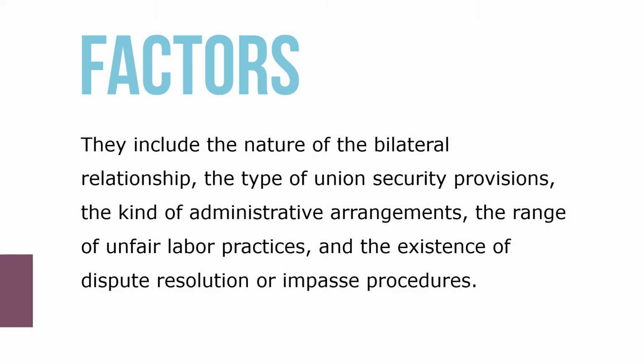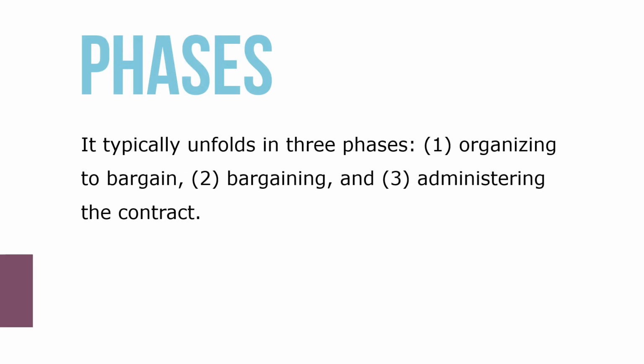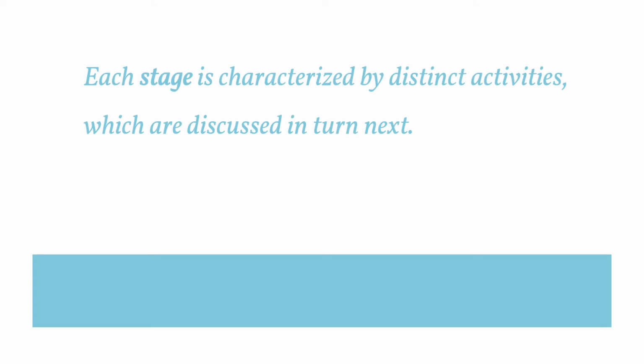They include the nature of the bilateral relationship, the type of union security provisions, the kind of administrative arrangements, the range of unfair labor practices, and the existence of a dispute resolution or impasse procedure. It typically unfolds in 3 phases. First, organizing to bargain, second, bargaining, and third, administering the contract. Each stage is characterized by distinct activities which are discussed in turn in future courses.